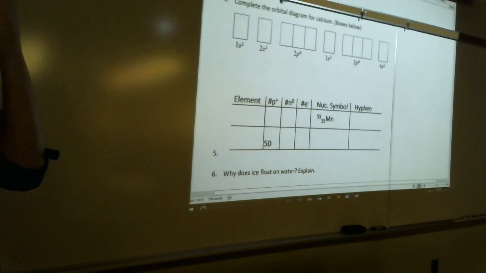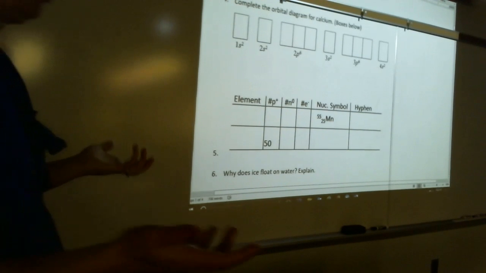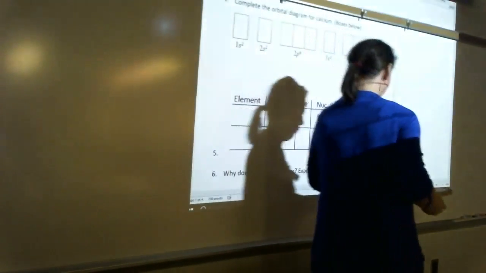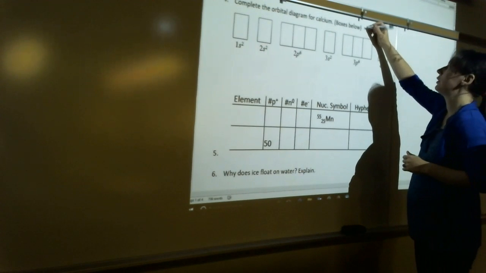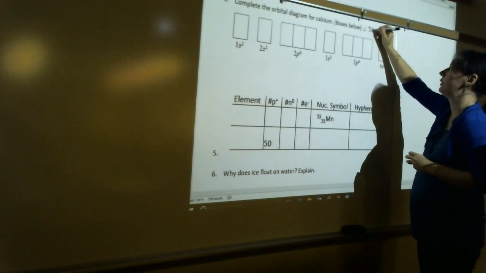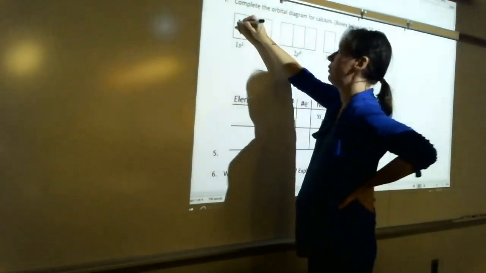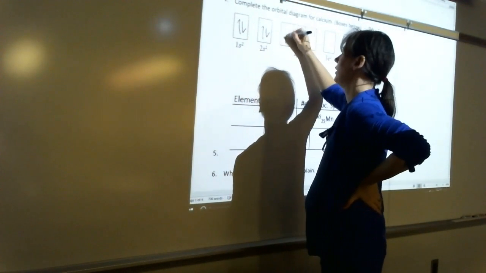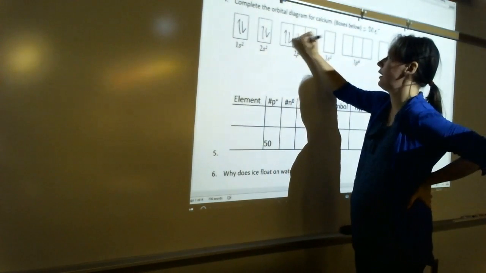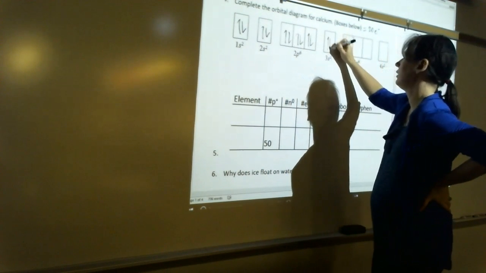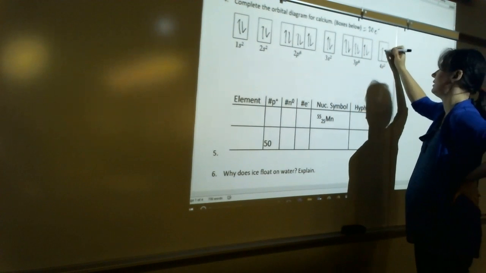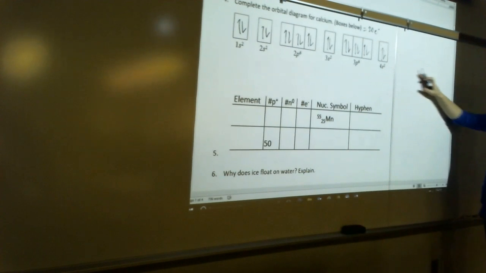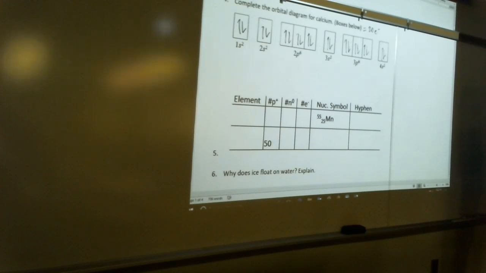Orbital diagram. Now I've given you the boxes. I'll usually give you way more than you need. I actually gave you just enough for this one, because calcium's got how many electrons? 20. Right? So 1, 2, 3, 4, 5, 6, 7, 8, 9, 10, 11, 12, 13, 14, 15, 16, 17, 18, 19, 20. Normally I'll give you way more than you need because I want to make sure that you know where to stop.